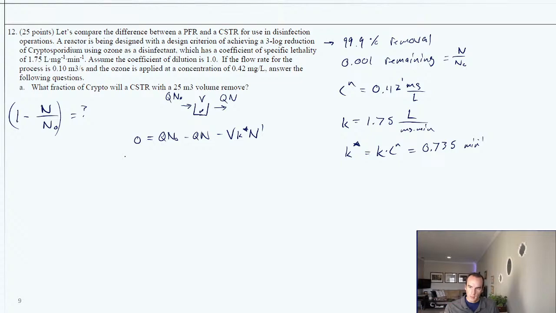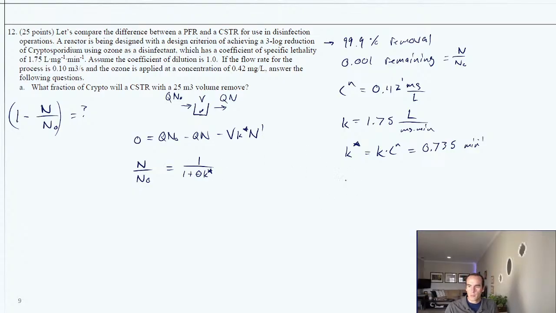Now, we've done that a bunch of times, so I'm going to trust that you remember and can do the algebra to resolve this and solve it in terms of N over N naught. You can divide everything by Q, get it in terms of theta. We should get N over N naught equals 1 over 1 plus theta K star. You could also just leave it as theta KC here.